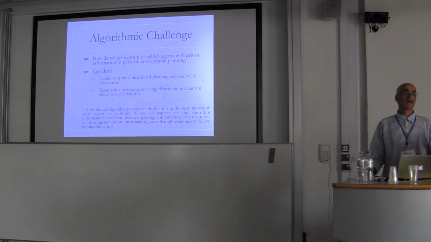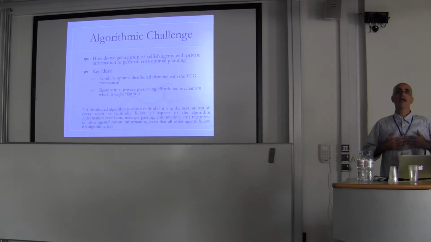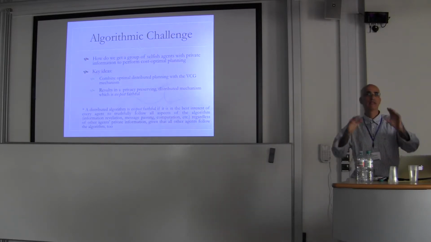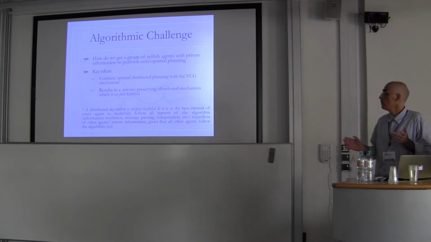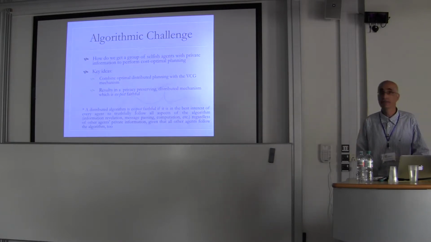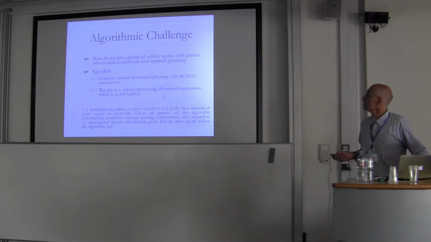So in a nutshell, I have no incentive to diverge from the algorithm and tell you untruthful information, assuming you do the same. So if I unilaterally cheat, I will gain nothing by it. Okay? I may not lose. It's possible that I will not lose, but I will not gain anything by it. So let's see how we can do this.